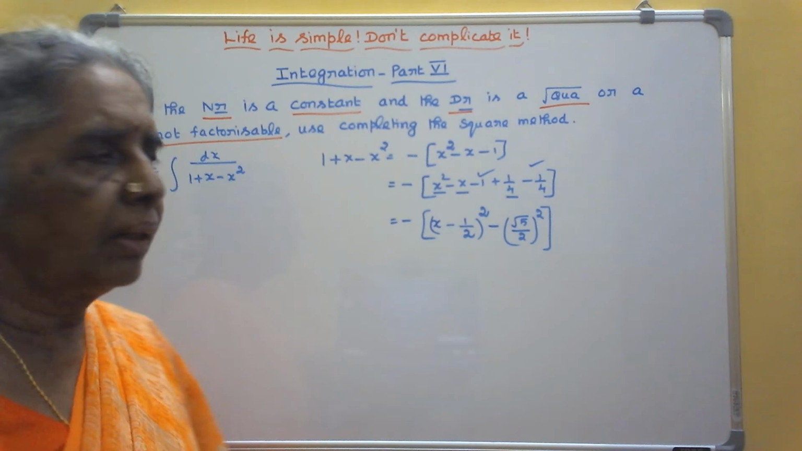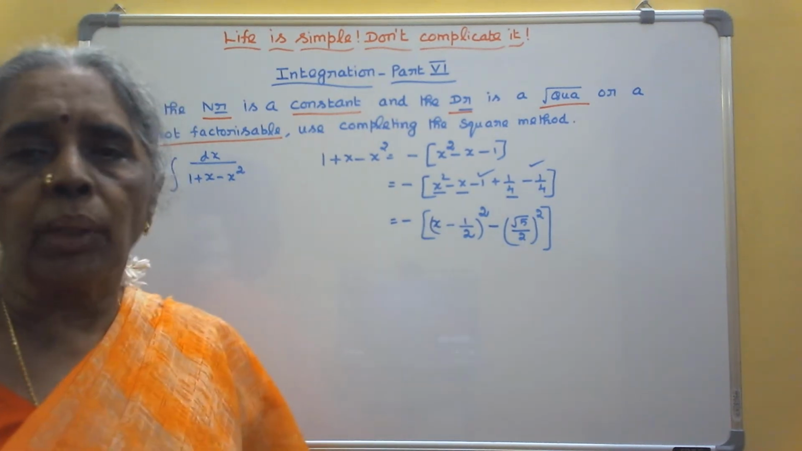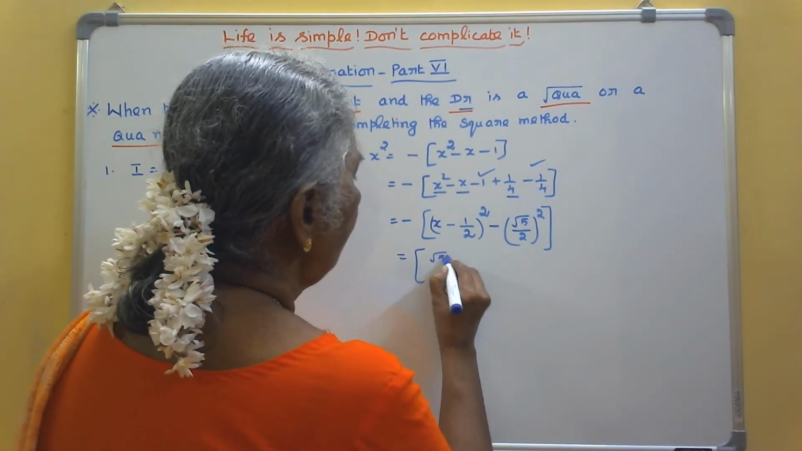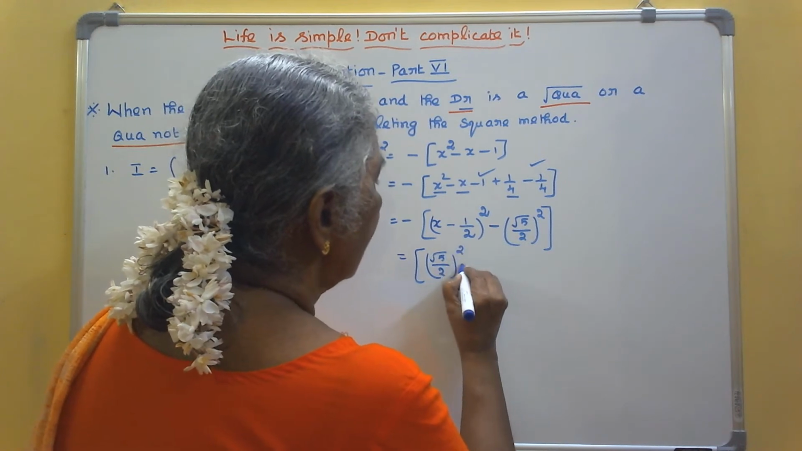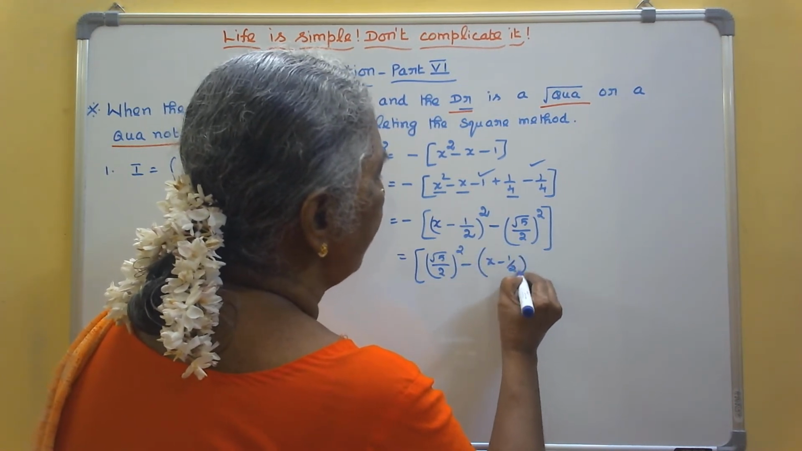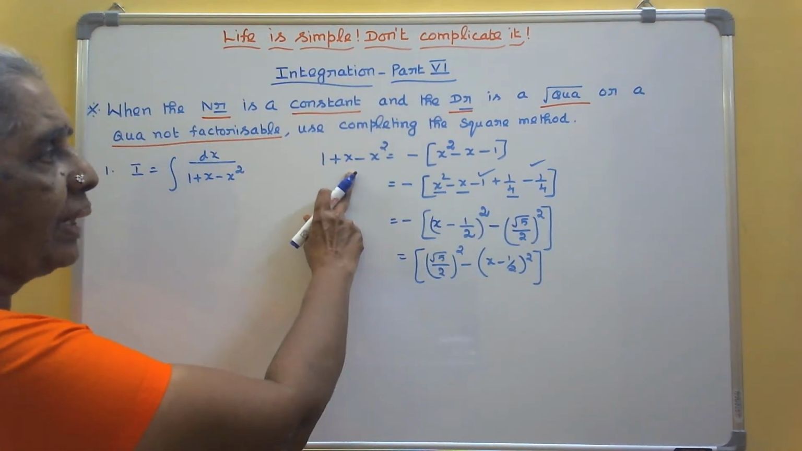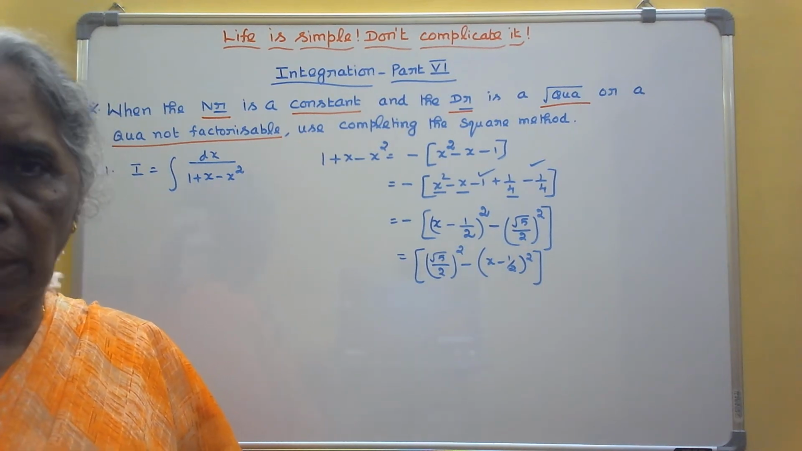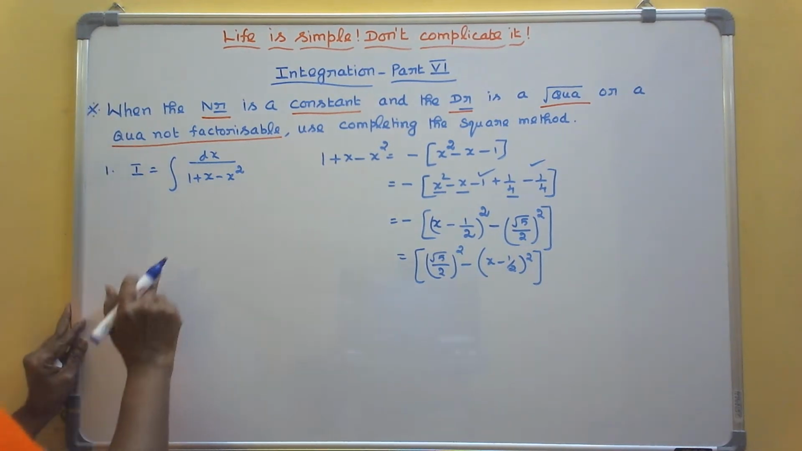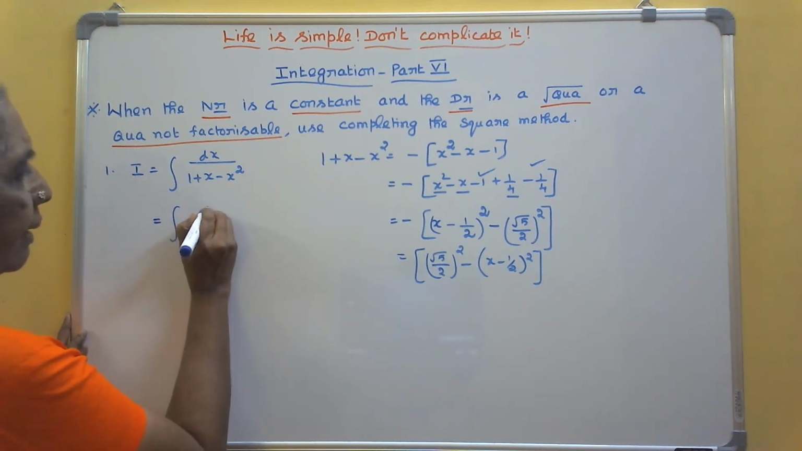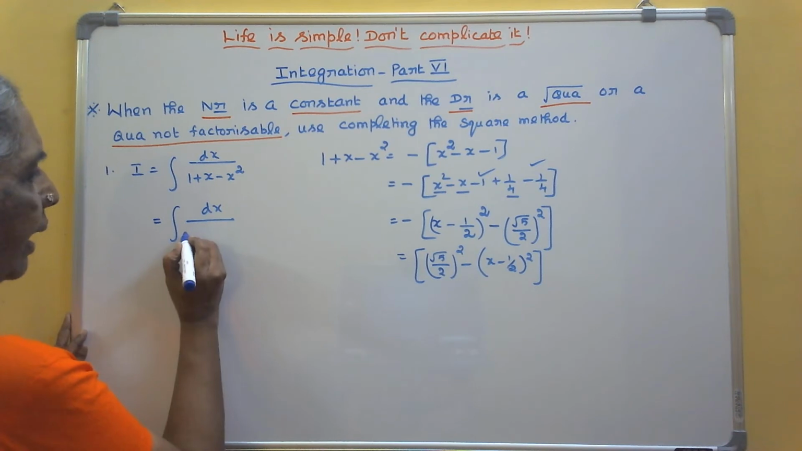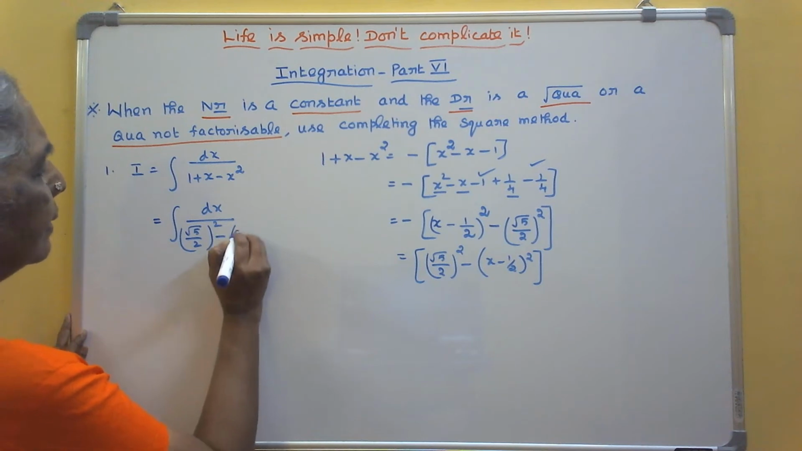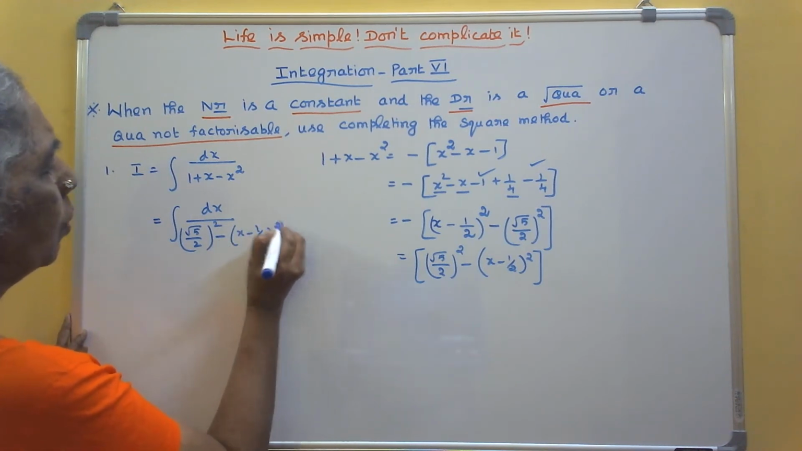Then close the bracket. Now I have told you in the last step we have to bring back the minus inside. So now you will get root 5 by 2 the whole squared minus x minus 1 by 2 the whole square. So the given expression we have now made using the completing the square method. Okay, we have used that method now. Now let us come to I. So now I can write this as integral dx by root 5 by 2 the whole square minus x minus 1 by 2 the whole square.